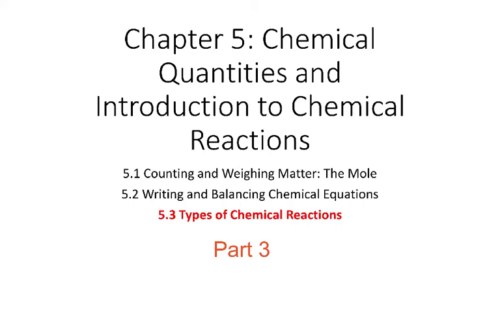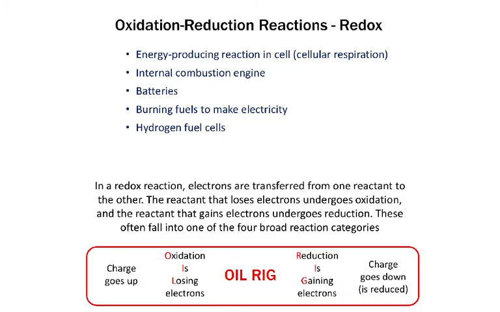Hey folks, we're going to wrap up section 5.3 with part 3 here, and we've been talking about types of chemical reactions. There are an innumerable number of possible reactions, but they all fall into some broad categories. We have composition, combination, decomposition, single replacement, and double replacement. The last two types are special subcategories, and we're going to talk about redox and then combustion. So redox is short for oxidation reduction reactions.